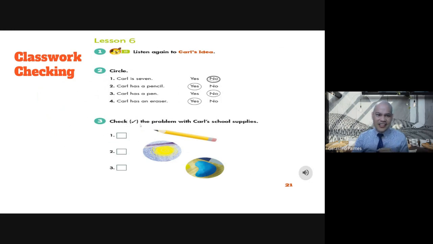Number 3, check the problem with Carl's school supply. What happens to Carl's school supply? What's the problem? Is it the pencil? No. Is it the clay? No. The problem with Carl's school supplies was the sun. Carl put it on the table and left it there to ask his mom to look at it. When they came back, what happened? The school supply melted. That's why Carl said, oh no. All right. So I hope all your answers are correct.